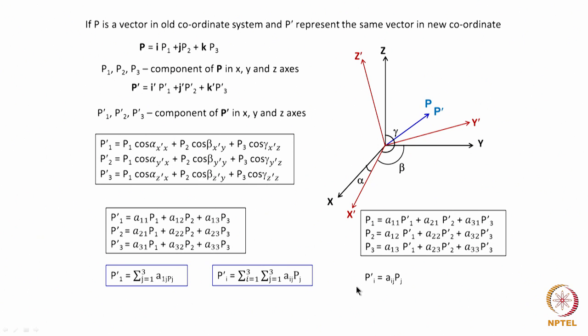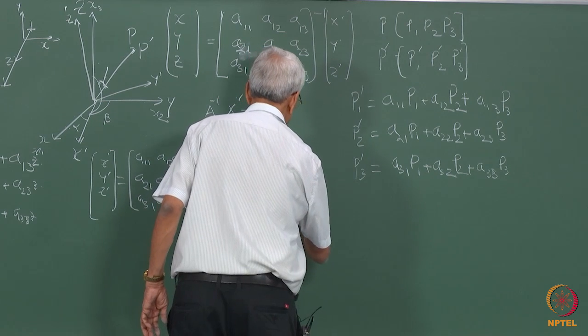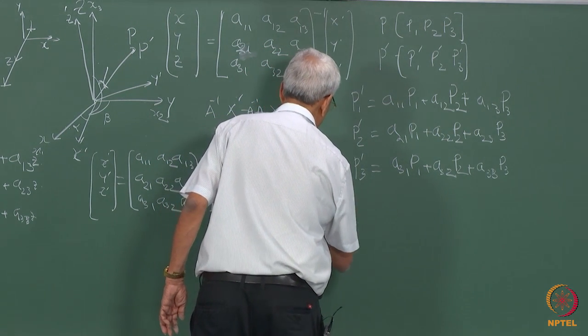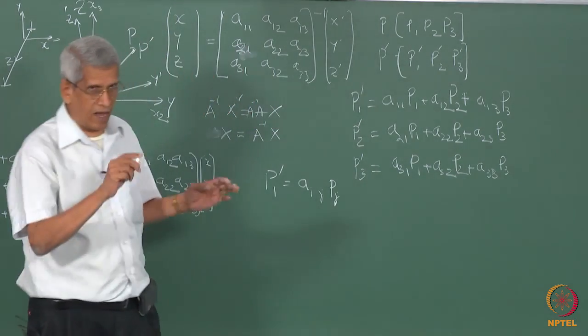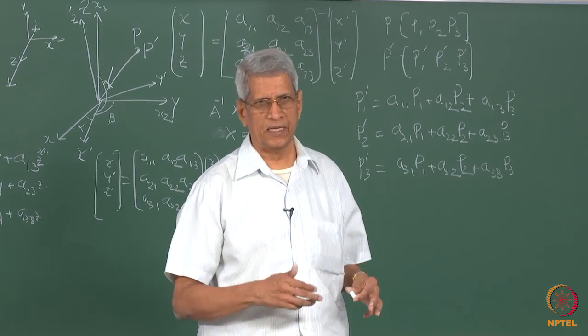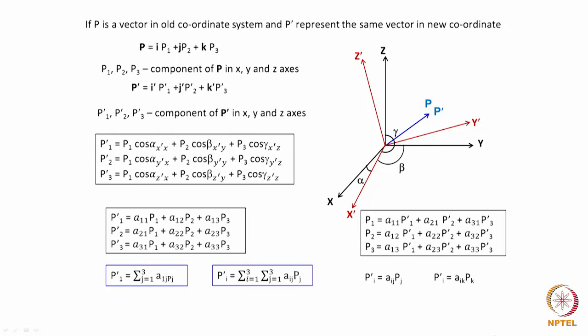This can be represented in a simple form like this: Pi dash equals Aij Pj. Wherever the symbol gets repeated, that's the Einstein convention which we use, that is the one over which the summation will be taken first, and then the next one will come into the picture.